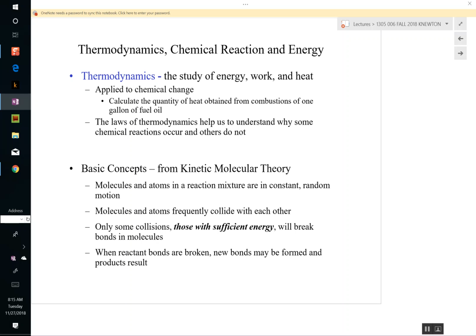Okay, so thermodynamics, the study of energy, work, and heat, applied to chemical change. A thermometer measures temperature. And so if the temperature in the room goes up, it went up because there was more heat pumped into this room. So the temperature is not equivalent to heat, but it is a way of monitoring or gauging that heat has come into the situation.